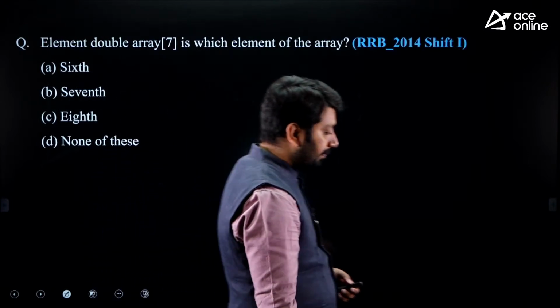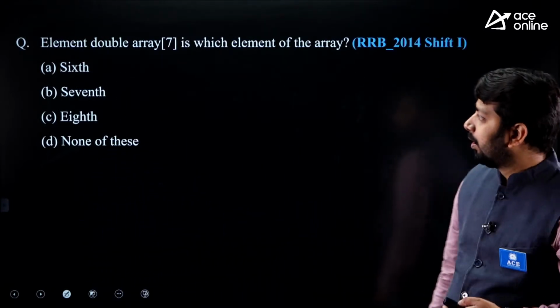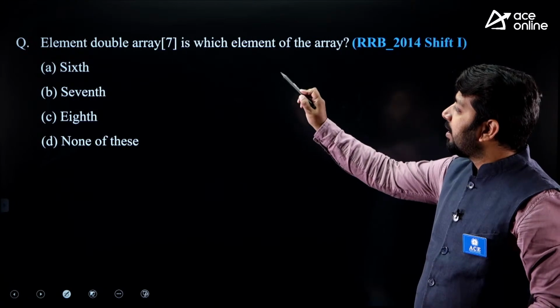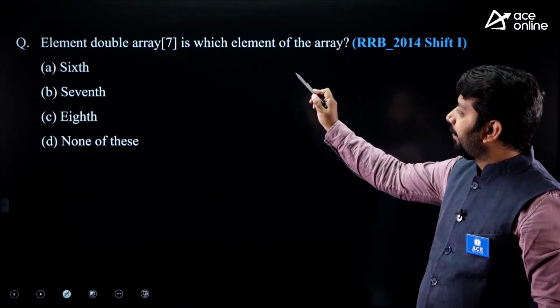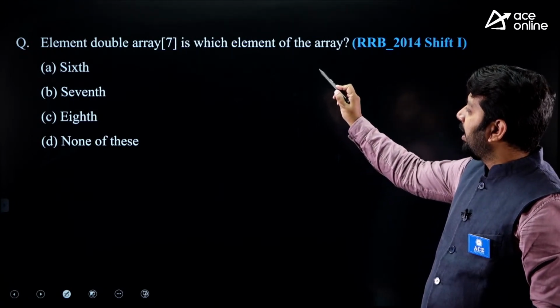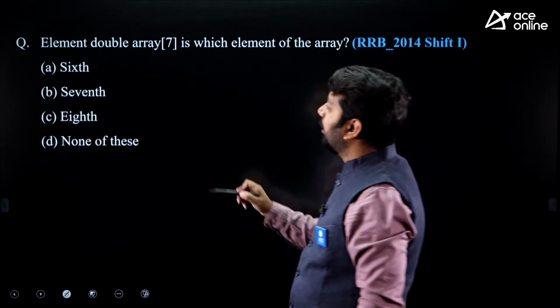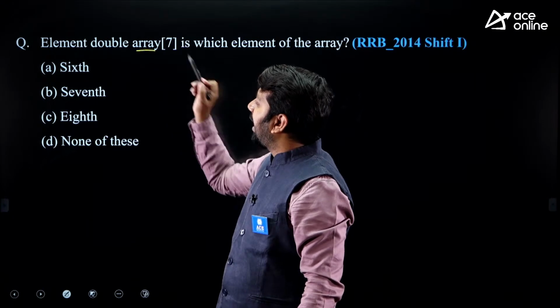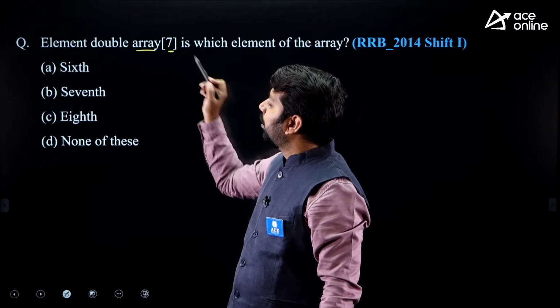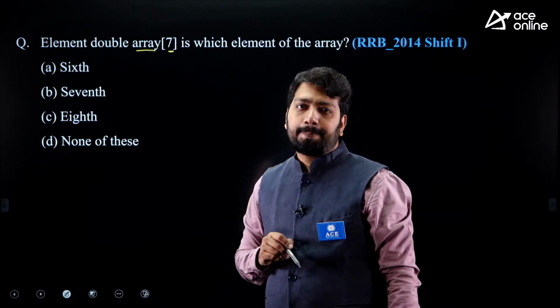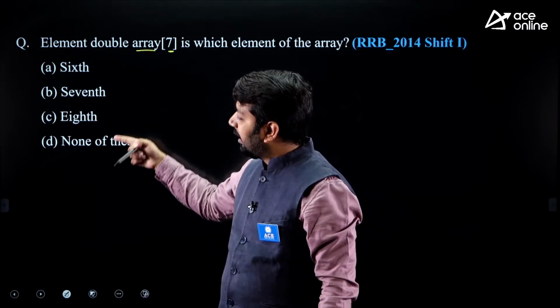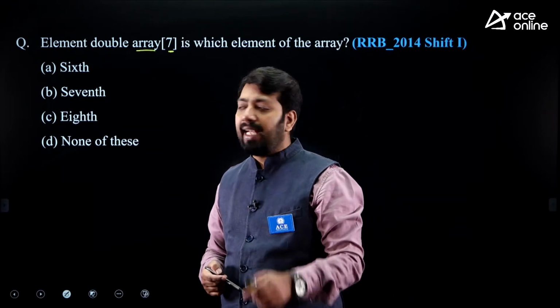Fine. Okay. Next question. The element double array[7] is which element of the array? Fine. Double is the data type of the array. Name is array itself, and we want to know which index it represents. 6th, 7th, 8th, none of these. Answer is 8th.